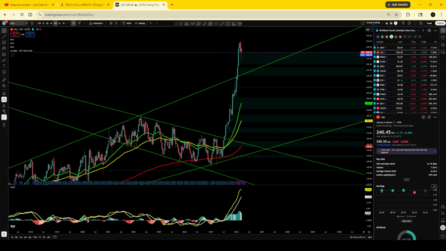In the last lesson, we talked about market structure. That tells you direction, but direction alone isn't enough, because even in a strong trend, price doesn't move in a straight line. It pulls back, reacts, and continues. Support and resistance is what helps you understand where those reactions happen.